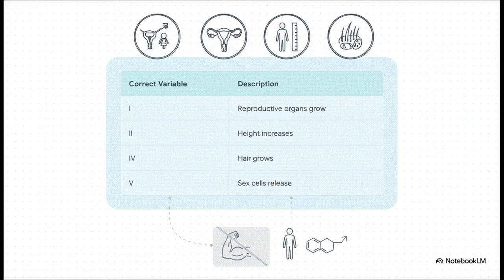Okay, checking the table, the correct variables are 1, 2, 4, and 5. Did you notice what we filtered out? Yep, we dropped muscles develop. Like we highlighted earlier, major muscle development is primarily fueled by testosterone in boys. That makes it a specific change rather than a universal one for everyone.